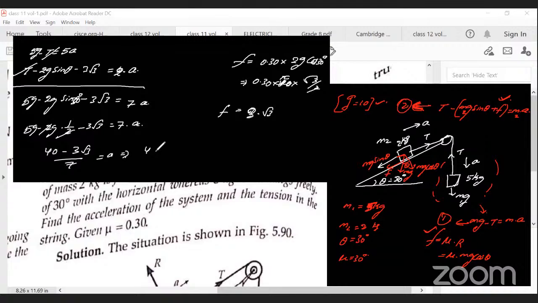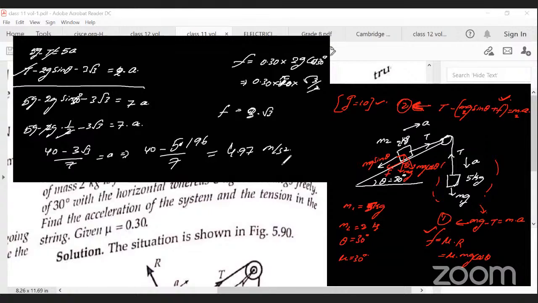So 40 minus 3 root 3. Let's see the value. Root 3 is 1.732, into 3, so it is 5.196. So 40 minus 5.196, divided by 7, gives 4.97. The answer is 4.97 meter per second square. Yes, I'm getting the answer, just confirm by multiplying. So I got the acceleration.